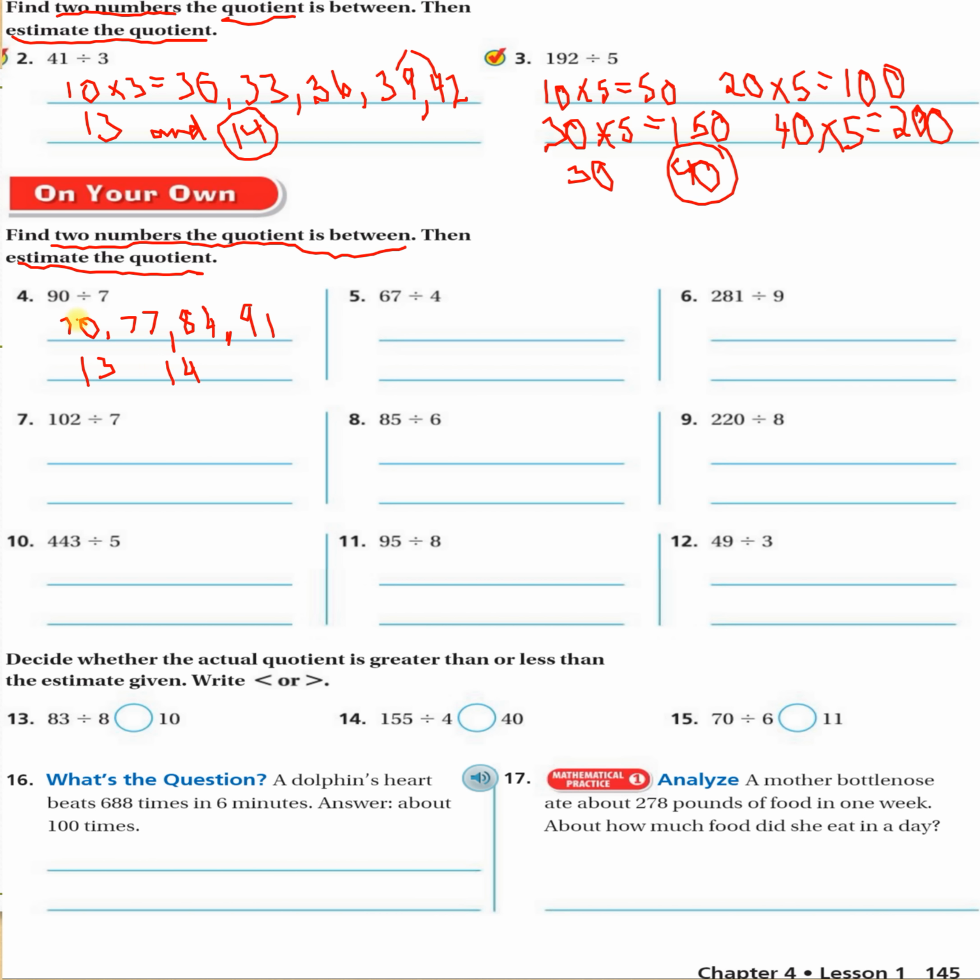Because see, 70 is 10 7s, 77 is 11 7s, 84 is 12 7s, 91 is 13 7s. Oh, I'm sorry. So, yeah, good thing I did that, because my answer is between 12 and 13. And then I see 91 is very close to 90. It's only one away, so my estimate is going to be about 13. And I know my 13 doesn't look very good, but we have audio, so you can hear that the number is supposed to be 13.